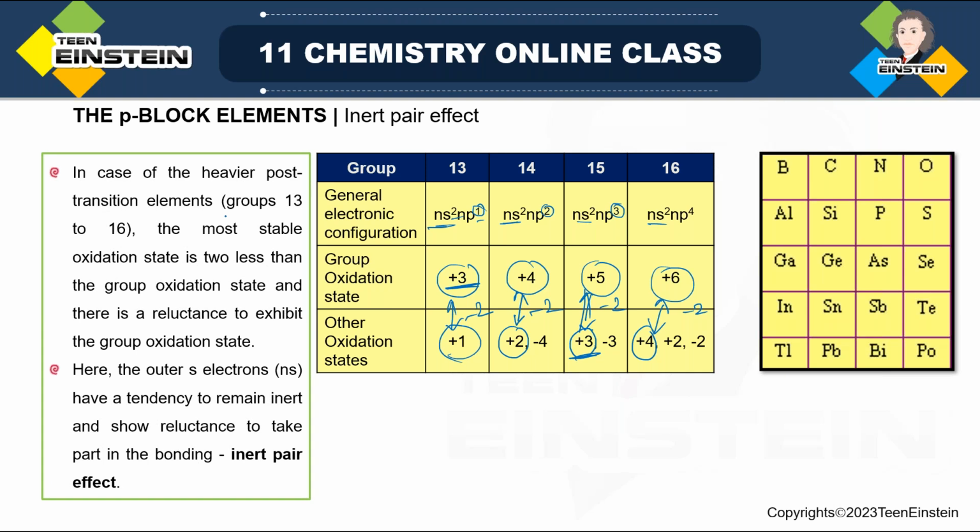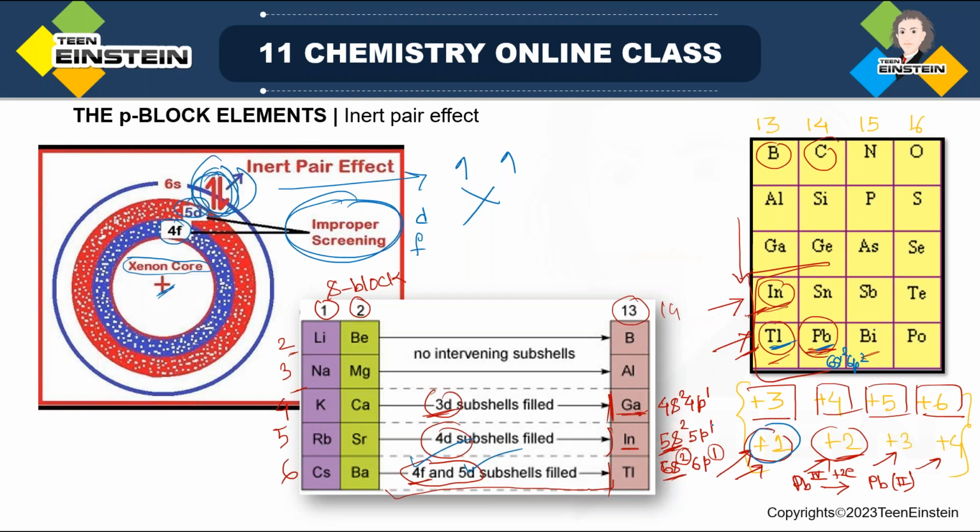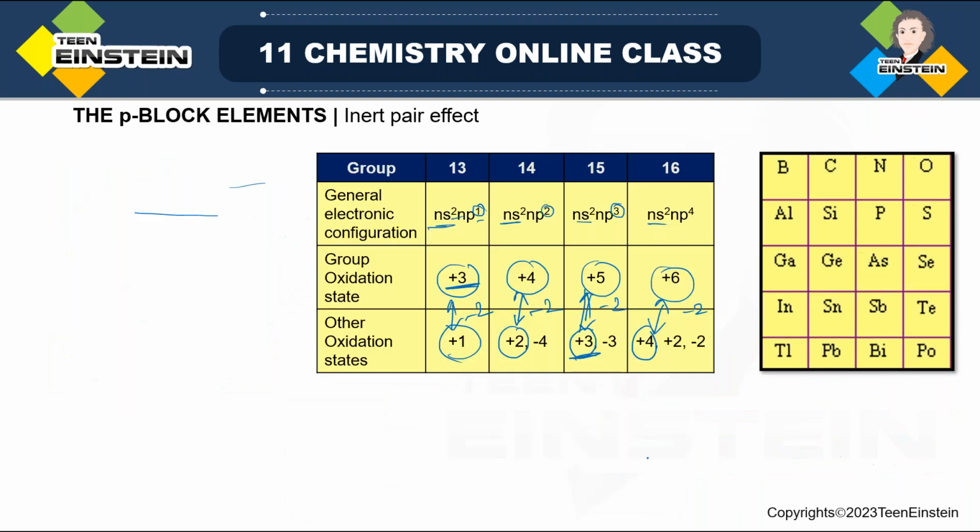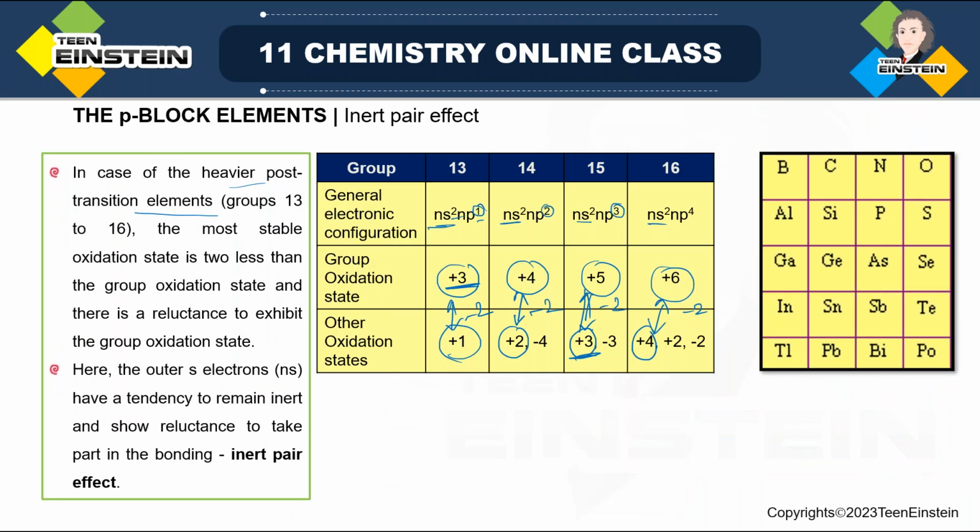So what conclusion can we draw in case of heavier post-transition elements? Post-transition means after transition elements, whatever elements you have, that is post-transition. Just have a look at the previous slide. Transition elements are finished, then you have all these elements. So they are post-transition. For groups 13 to 16 it is mostly observed, though the focus is mainly on this part. Mostly we'll get problems or examples regarding Tl or Pb. That is mostly where inert pair effect is observed.